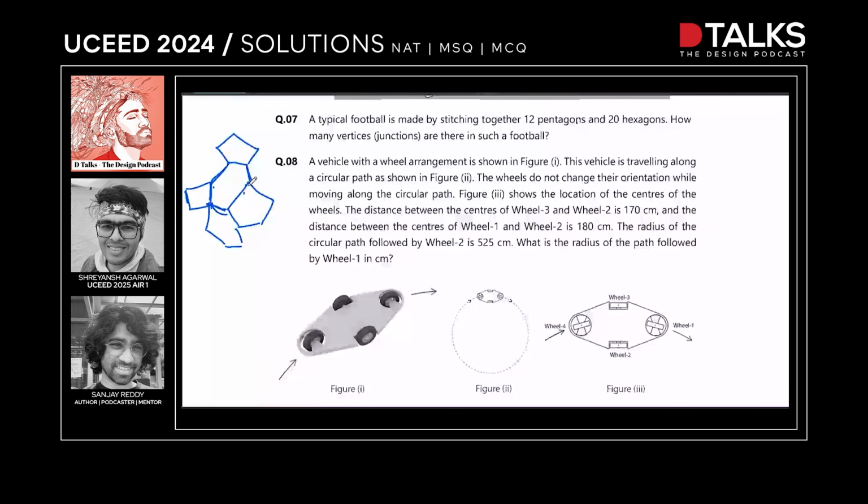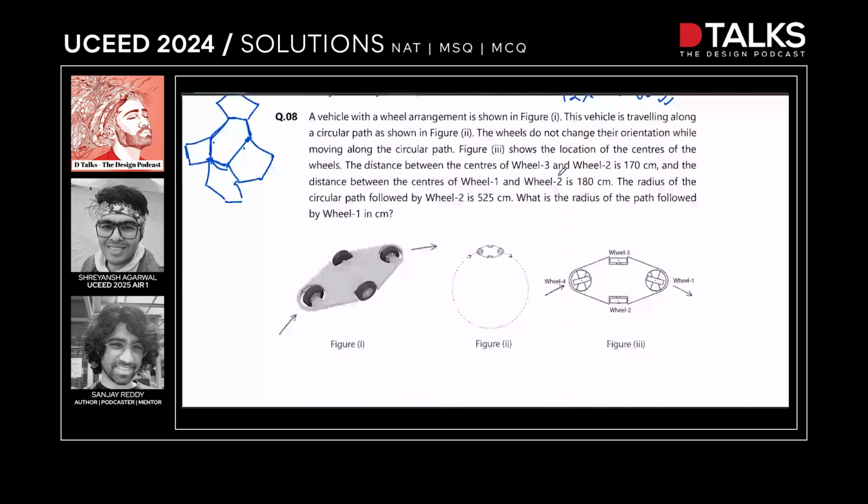So that means the total number of vertices of the pentagons is the total number of vertices in the entire football. So that is 12 pentagons times 5 vertices each. That gives you 60 vertices, because the hexagon does not introduce any new vertices. So 60 is your answer.